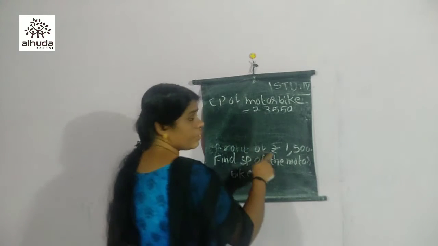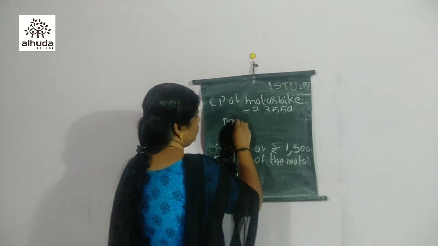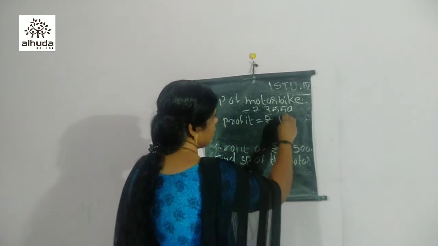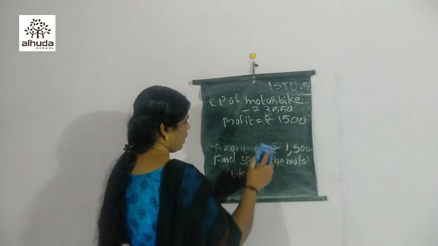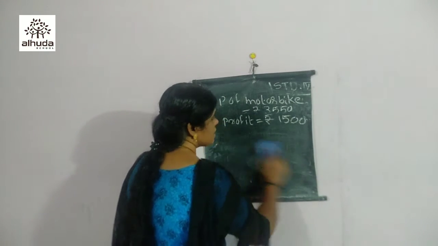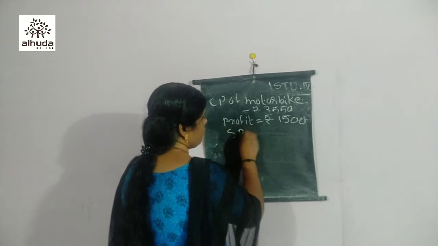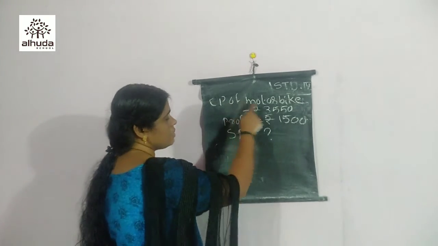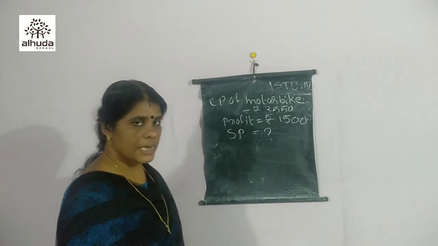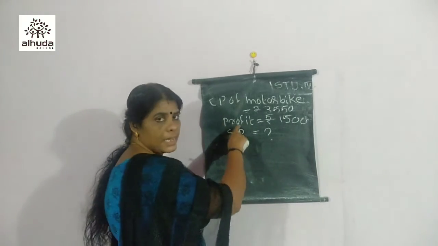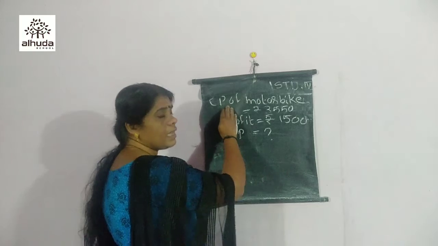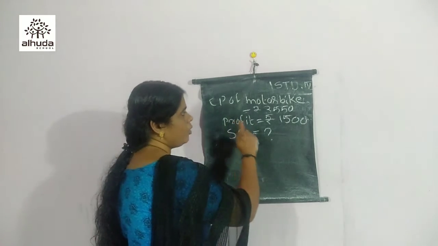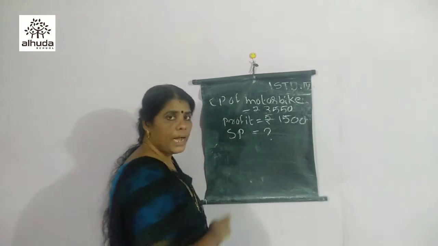And what is the profit here? The profit is equal to rupees 1,500. Then we want to find out the selling price, SP. So we have profit and CP with us. How do we find out the selling price? Whenever there is profit, selling price is greater than the cost price. Then here comes the addition. We should add profit and cost price, then we will get the selling price.